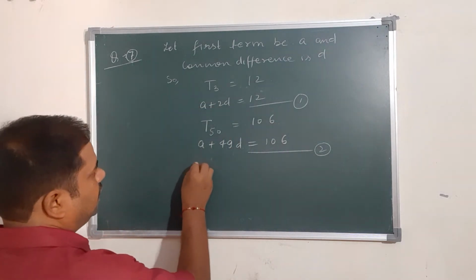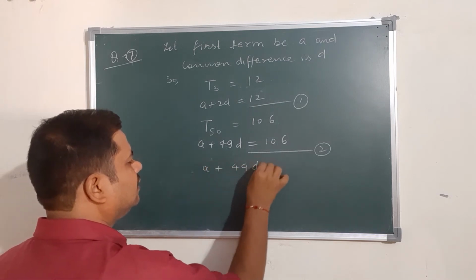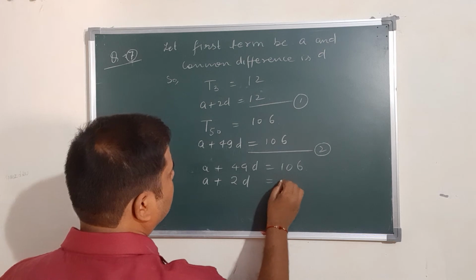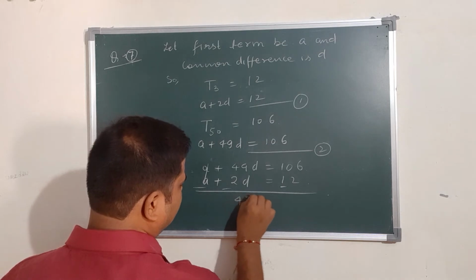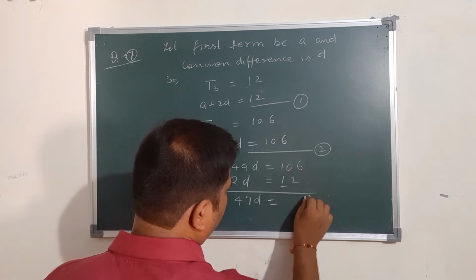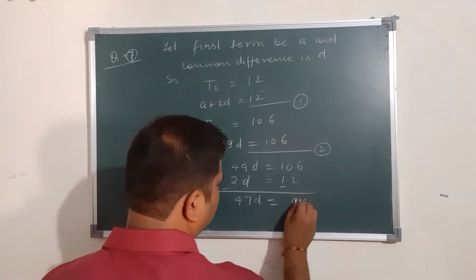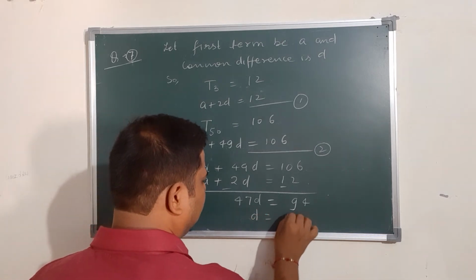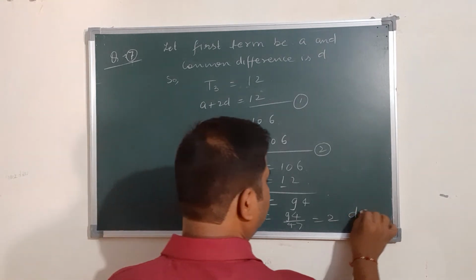So a plus 2d, a plus 49d is equal to 106. A plus 2d is equal to 12. So subtracting, we will get 47d is equal to 94. Okay, so d is equal to 94 by 47, this is 2. So the value of d is 2.